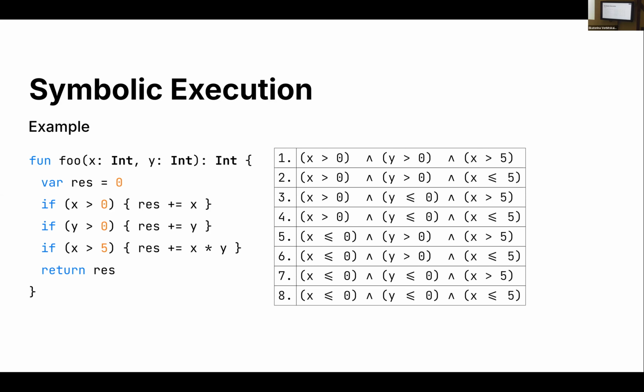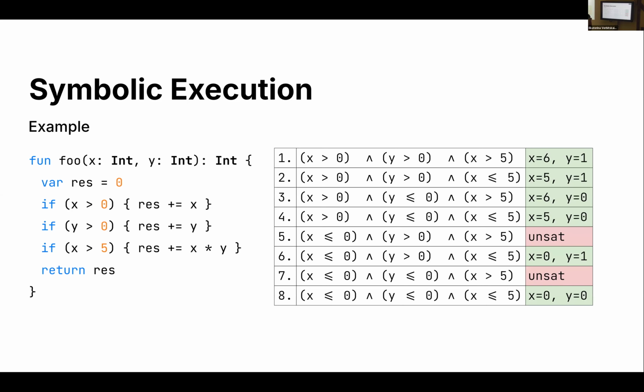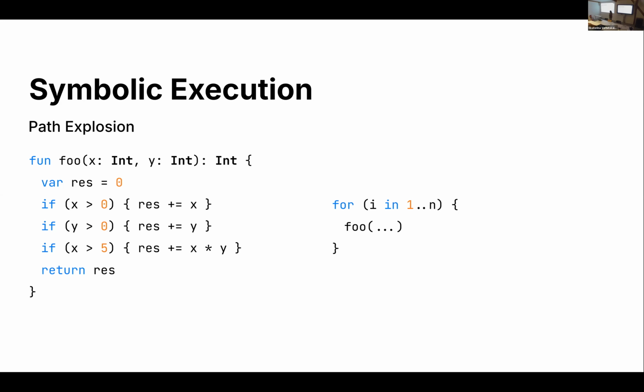For example, the first one is the execution when all statements are true. And we can use SMT solvers to understand which of these path executions are feasible and infeasible. And moreover, we can get concrete values to, for example, generate tests or something else. And here we have a problem: symbolic execution has some limitations.